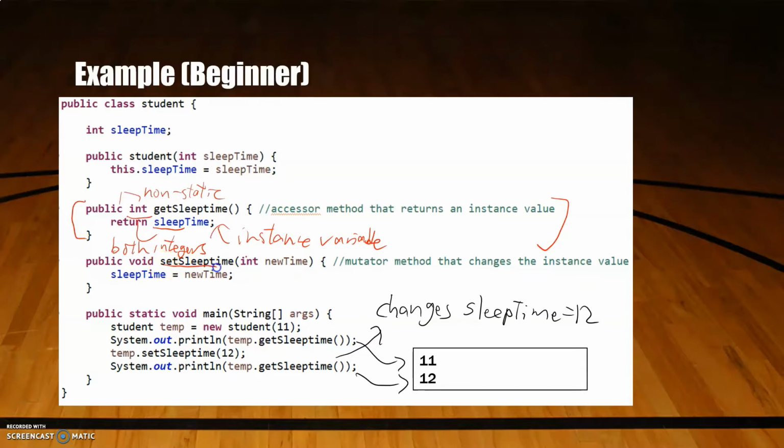For set sleep time, it takes in an integer parameter and does not return anything. This statement basically changes sleep time for the instance object that this method refers to.